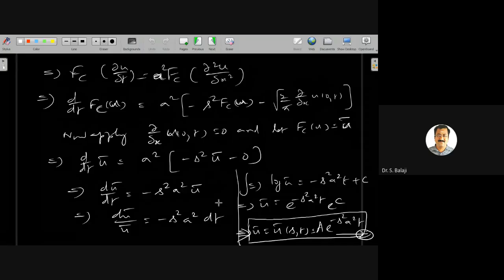It's already 0. Now you can use the variables separable idea: du bar by u bar equals minus s square a square dt, as usual, like the previous problem. The remaining things you can easily proceed yourself. Now integrate this one. You get log u bar equal to minus s square a square t plus c.